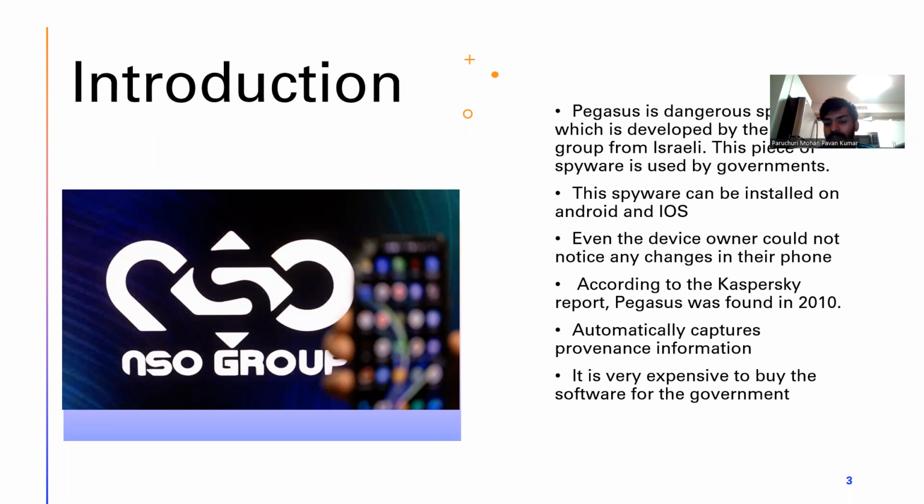It automatically captures sensitive information and data from the victim's phone. It is very expensive to buy this software from the government. In Indian currency, it is more than 70 lakhs, which is borne by the government.